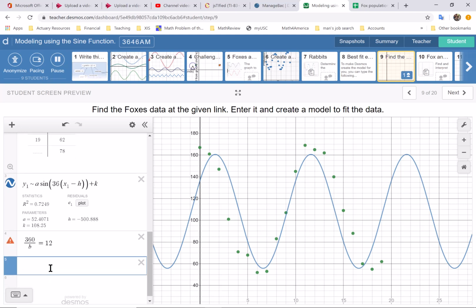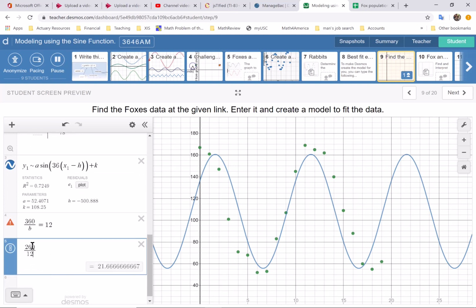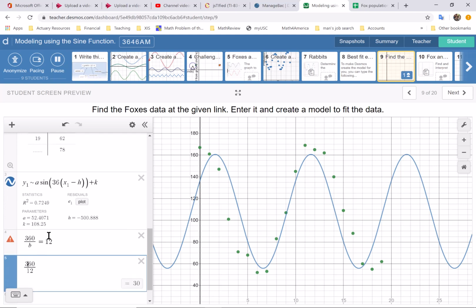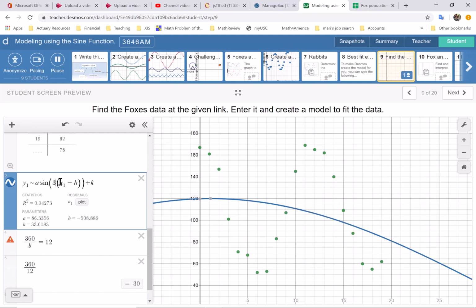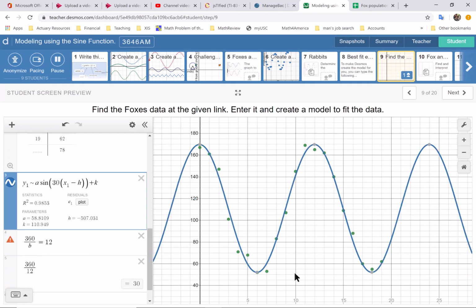So that's just 360 over 12 equals b. 360 divided by 12 is 30. So this number here should actually be 30. And then you can see that that's going to give us the correct period.